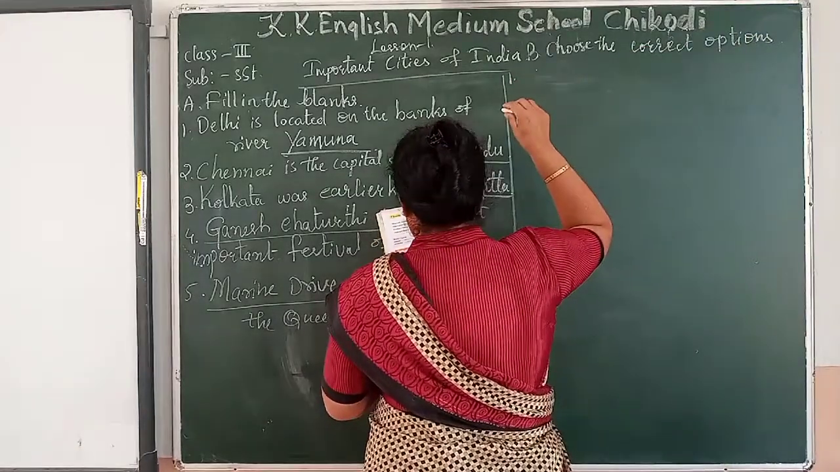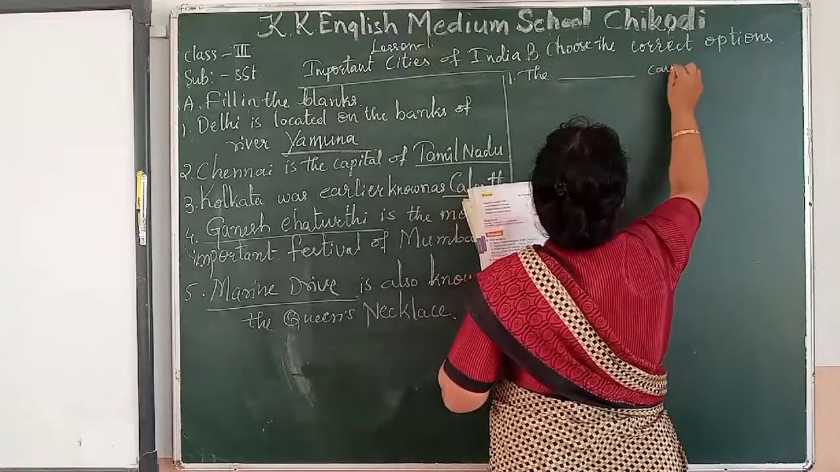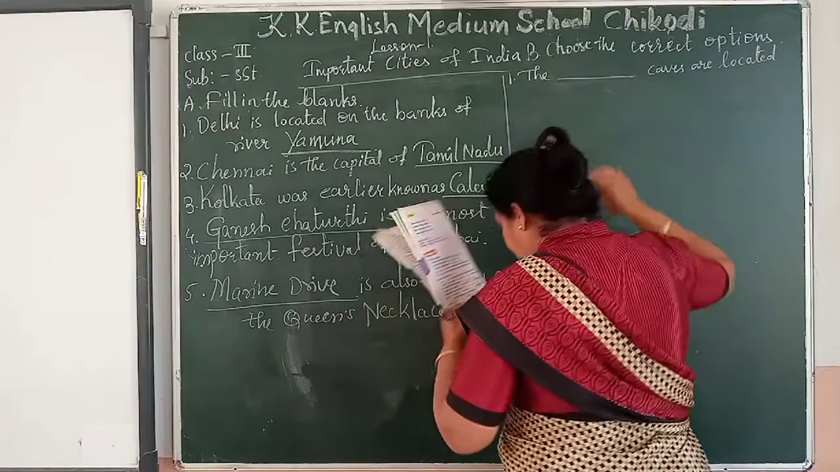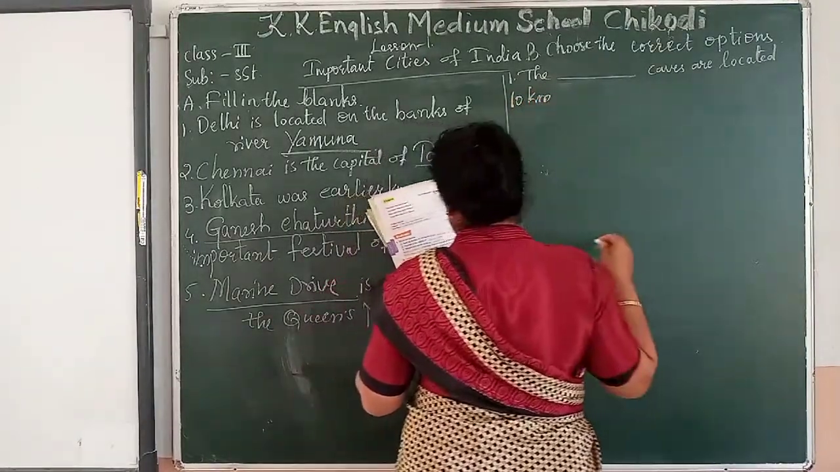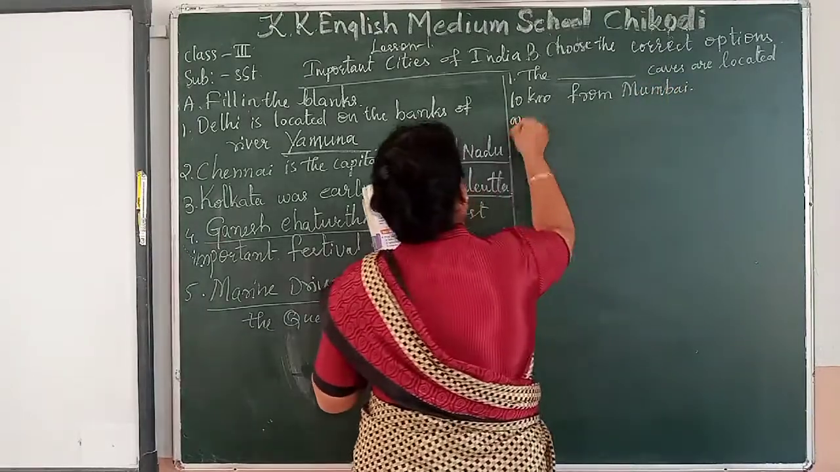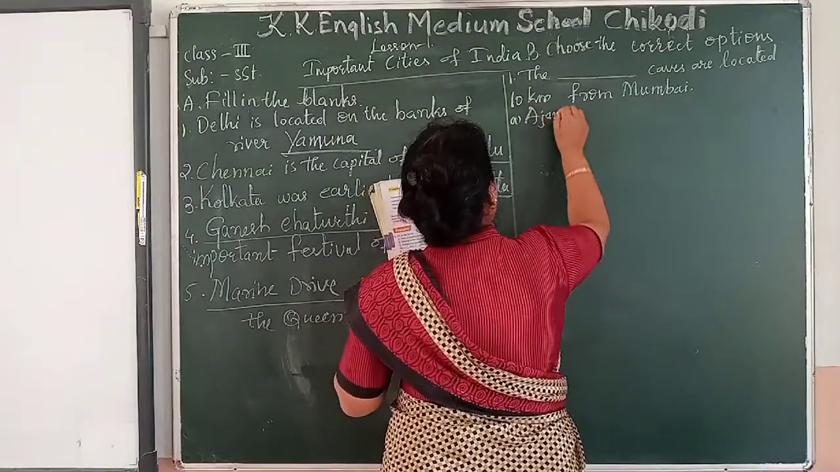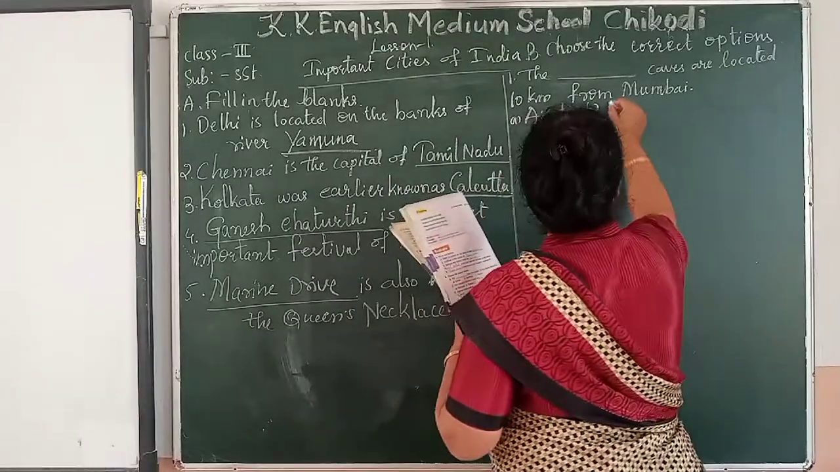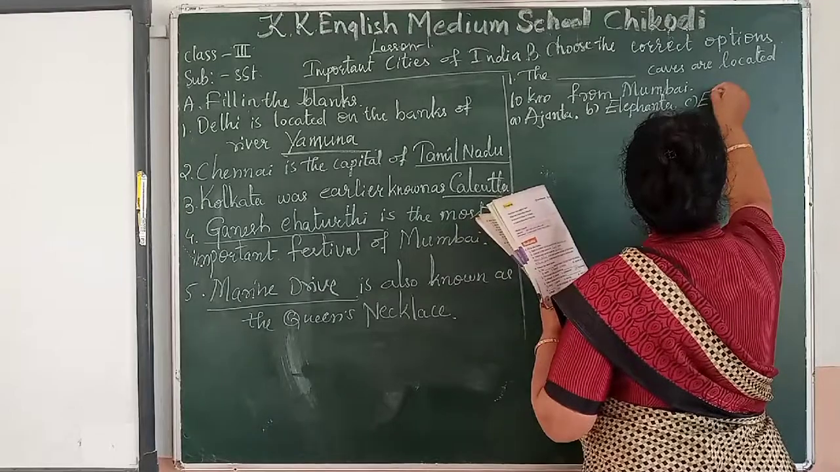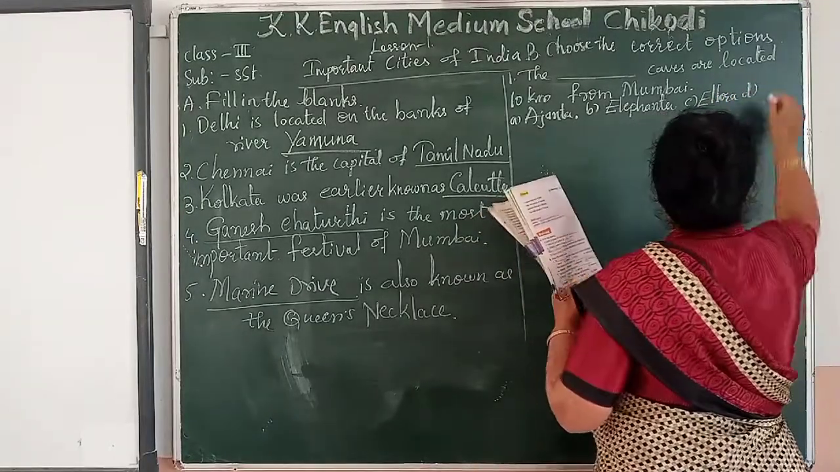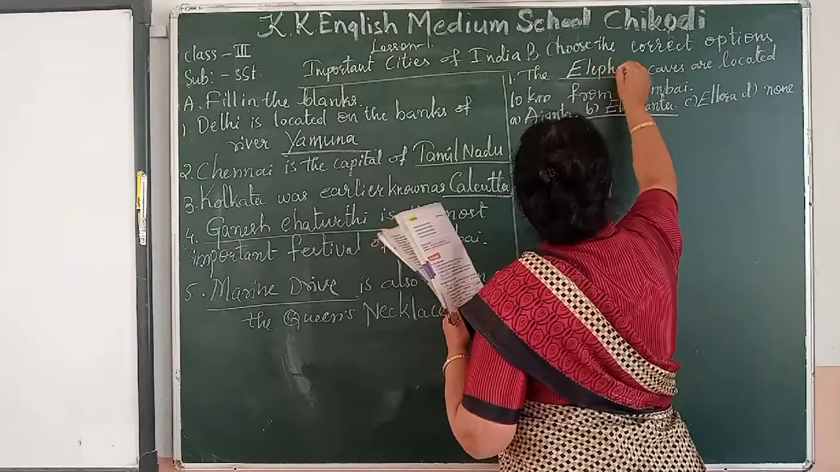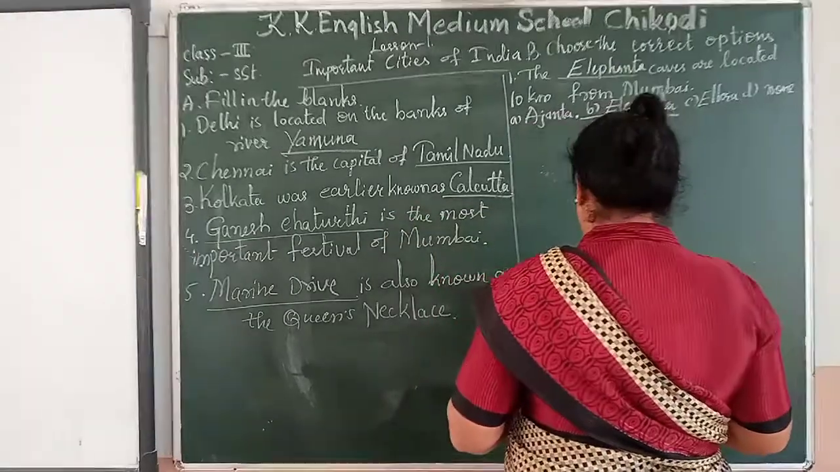Okay, first one: the dash caves are located 10 kilometers from Mumbai. Here, four options are given. First, Ajanta. Second one, Ajanta. And third option, Ellora. And fourth option, Elephanta. Okay, the answer is the Elephanta caves. Here, right, Elephanta caves. The Elephanta caves are located 10 km from Mumbai.